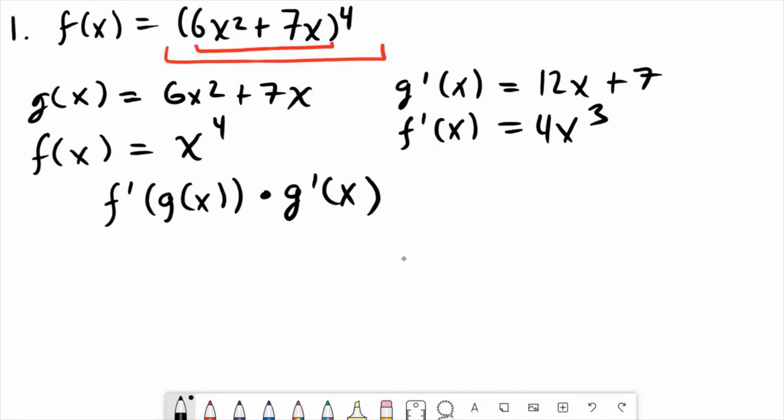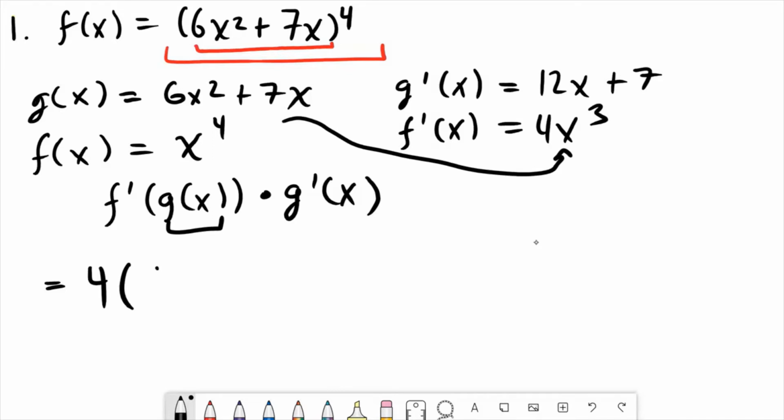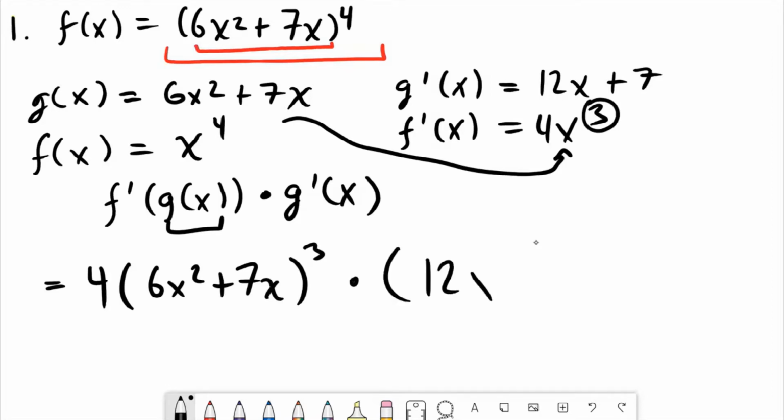So the way to plug everything in is we look at this input we're putting, so we're basically putting this function into the x, or anywhere we see x, into the f prime formula. So the derivative of this is equal to 4, and then we want to plug in g, 6x squared plus 7x cubed, you can't forget the cubed, and then we multiply by that chain, which is 12x plus 7, and we're done.